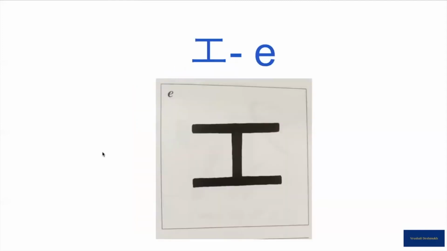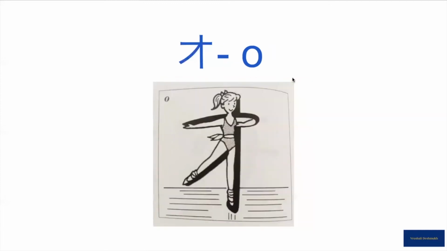The next one is i, which is nothing but the English letter H written horizontally. Because this is H, or you can relate it to English I, but these lines are a bit extended. Okay, so this is i, and the last one in our series is o.